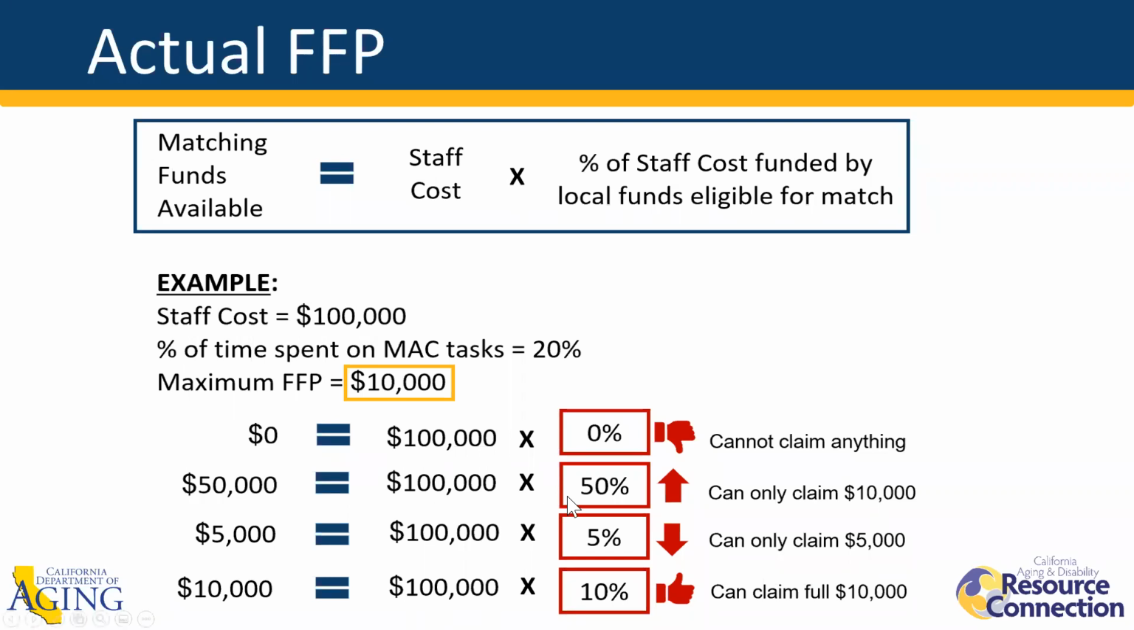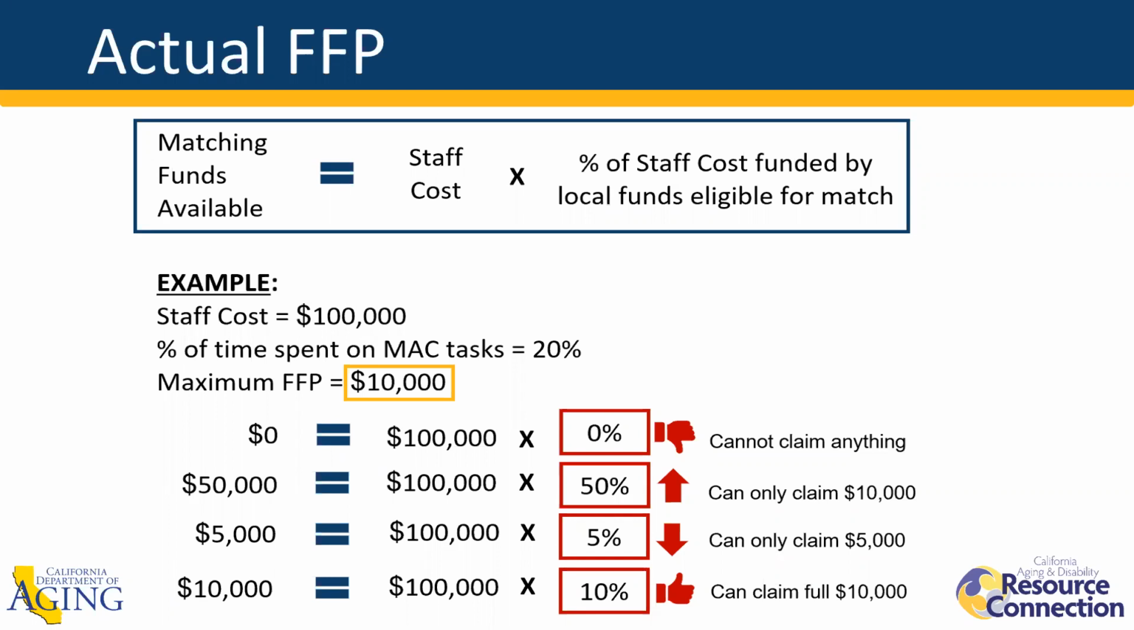For the second example, let's say that this time 50% of her position is funded with local dollars. So let's say 50% CARES Act and 50% ADRC infrastructure grants. So 50% of 100,000 would be 50,000. But remember how that maximum FFP is only 10,000? That means that the most you can claim in this scenario is still only 10,000. So it's great that you have more than enough matching funds available, but it doesn't change the fact that you can still only claim up to the maximum FFP.